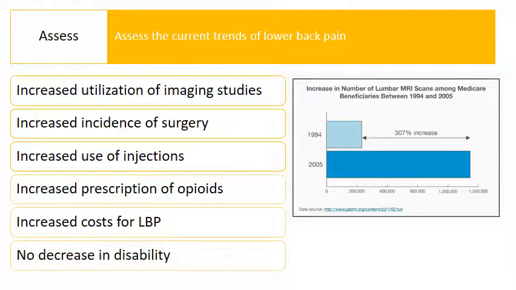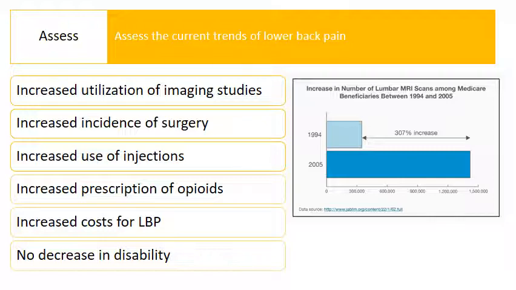Let's talk about the current trends of low back pain. There's definitely an increased utilization of image studies to diagnose low back pain, increased incidence of surgery to treat low back pain, increased utilization of injections and other invasive modalities to treat low back pain as an outpatient.